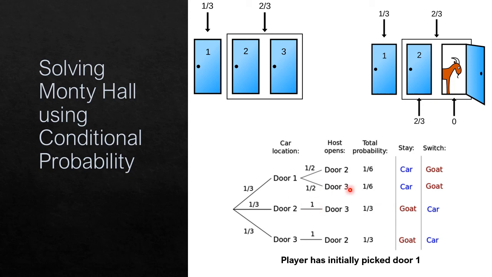And we'll win if we stay, the probability is 1 by 3. Hence, from the theory of conditional probability, we see that the probability of winning is higher if we switch.